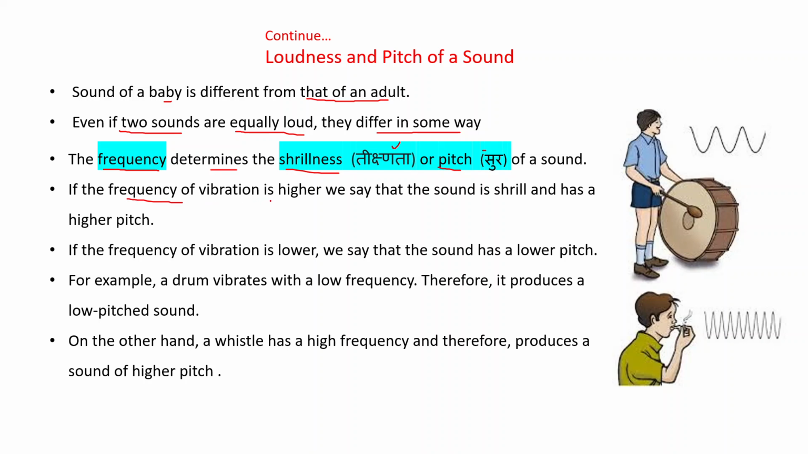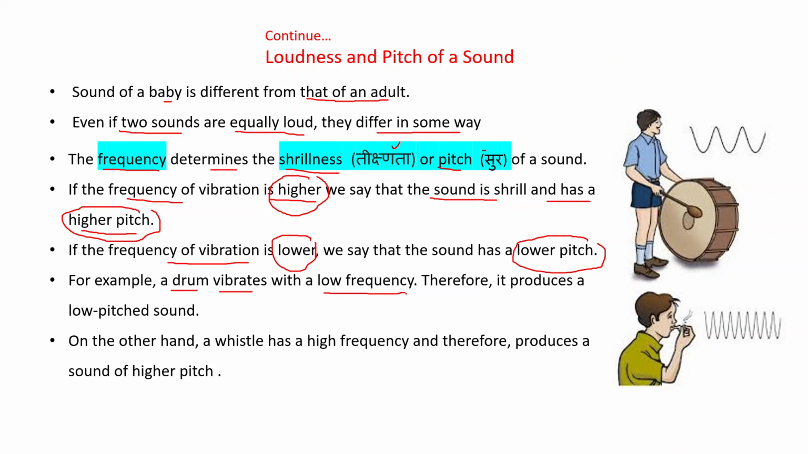If the frequency of vibration is higher, we say that the sound is shrill and has a higher pitch. Higher frequency means higher pitch. If the frequency of vibration is lower, we say that the sound has a lower pitch. For example, a drum vibrates with a low frequency, therefore it produces a low pitched sound. On the other hand, a whistle has a high frequency, therefore produces a sound of higher pitch.